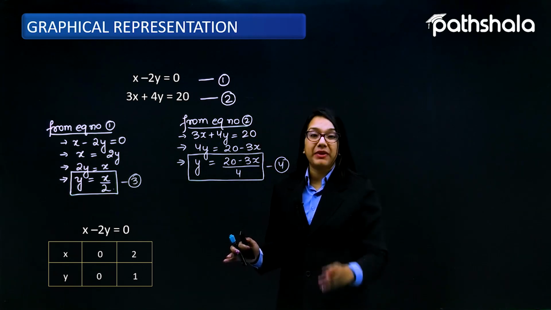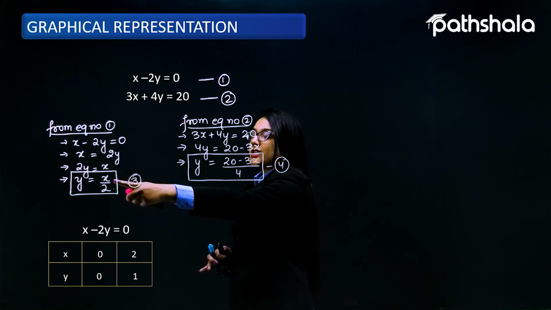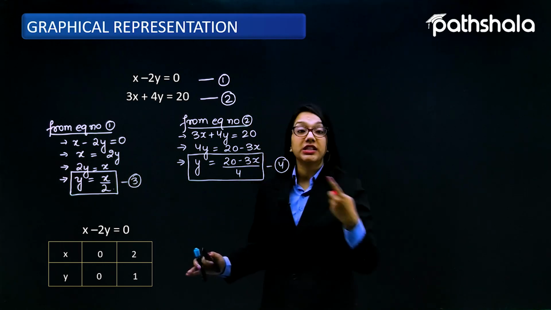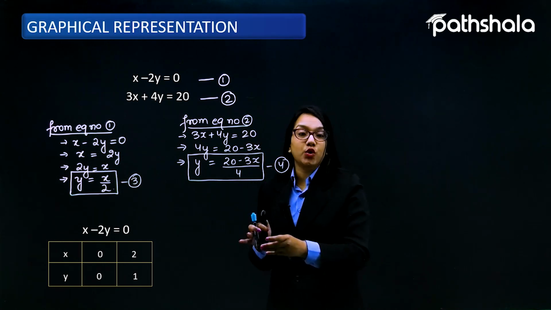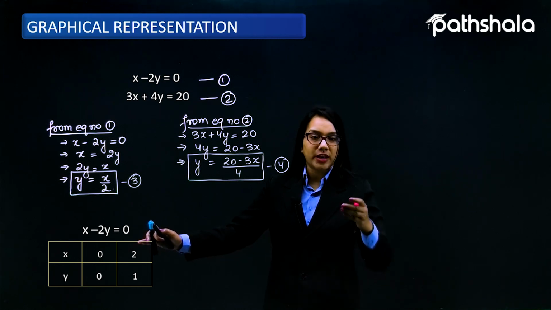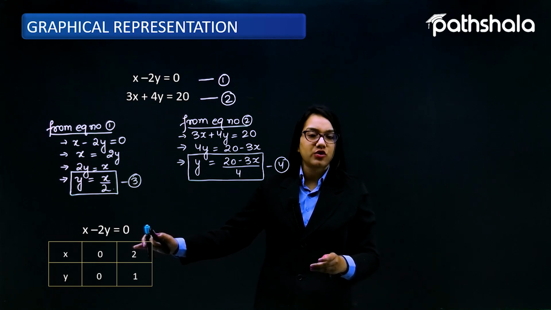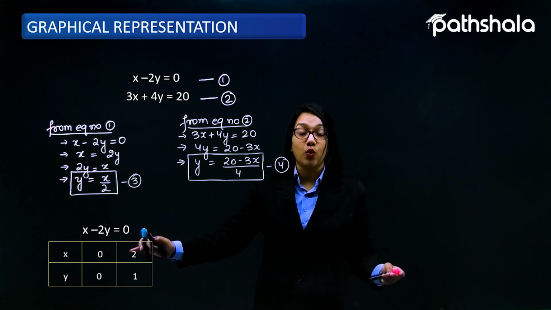For x being 0, let's substitute x as 0. You will get y is equal to 0 by 2, which is again 0. So for x 0, y is 0. So the very first solution that I am getting for x minus 2y is equal to 0 is (0, 0).